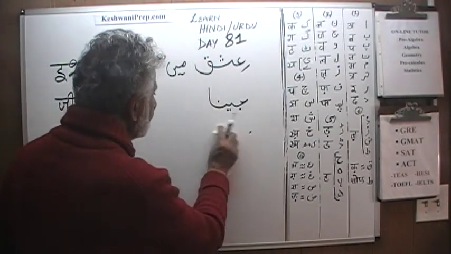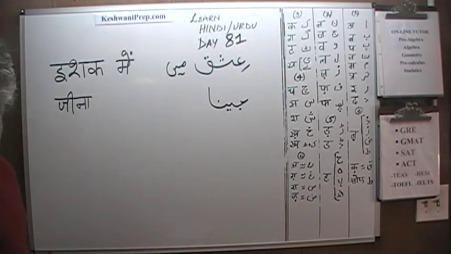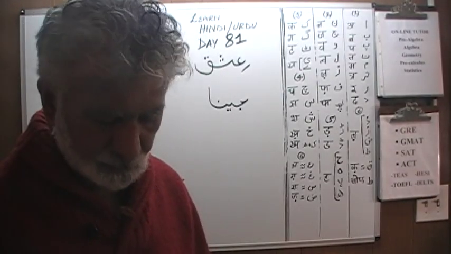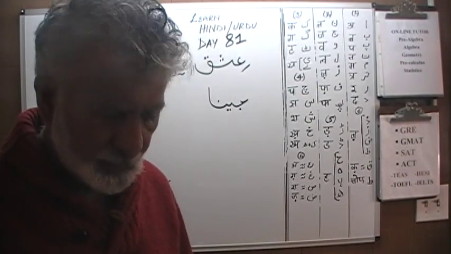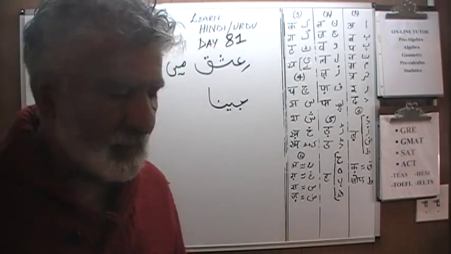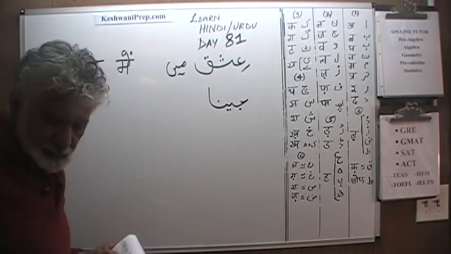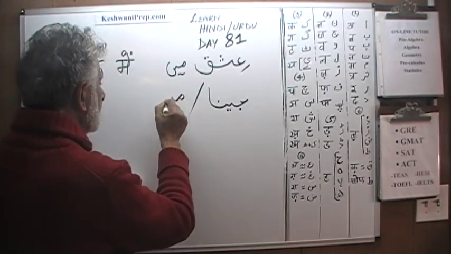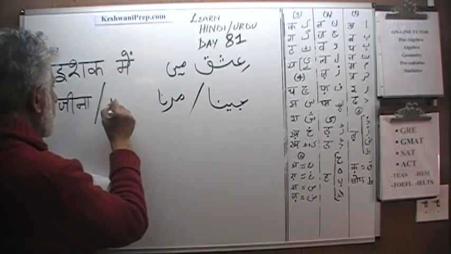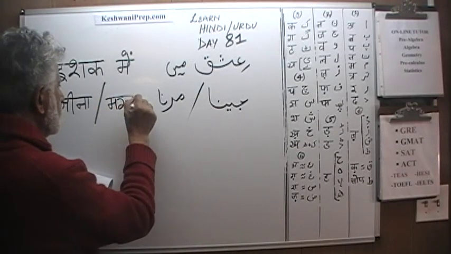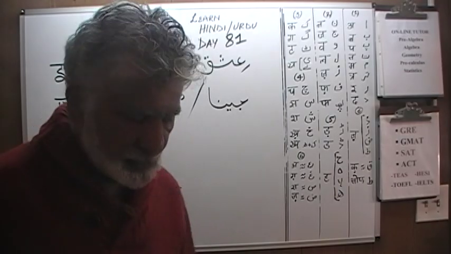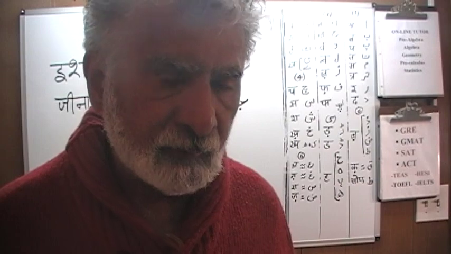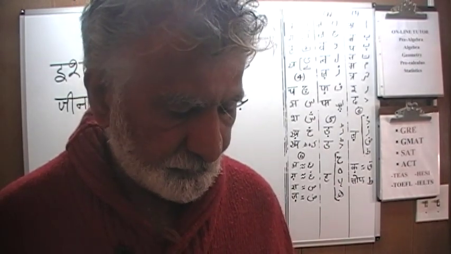Ishq mein jeena. What does it mean? She said, I live for my love, and I shall die for my love. I have lived my life for love, and I shall die for my love. Ishq mein marna. Ishq mein jeena. And then she goes and says, Ishq mein marna. Marna. So the first line is Ishq mein jeena, Ishq mein marna. Second line is Ishq mein marna. I live for my love, I shall die for my love.